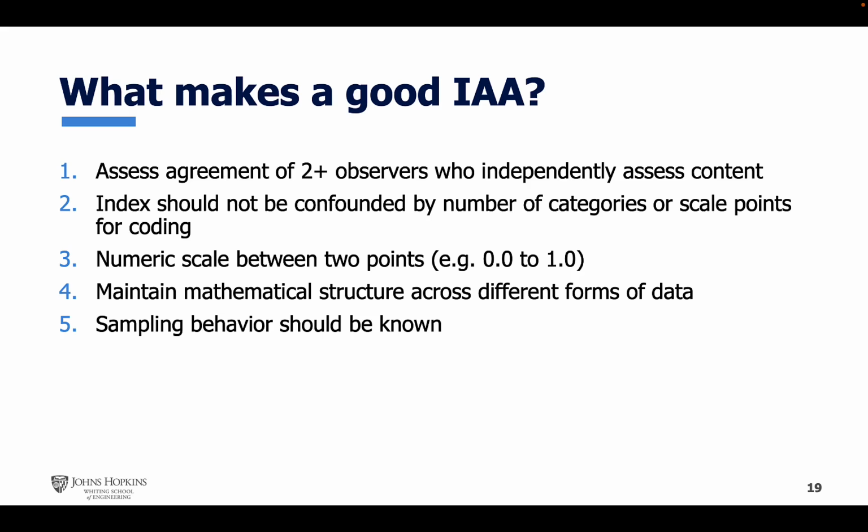Number 4, we want to maintain the mathematical structure across different forms of data. That would be nominal, ordinal, categorical data. Do we maintain the same mathematical structure, or can this only be used for one type of data and not all types of data? Also, the sampling behavior of how we're sampling data for labeling should be known. So those would be the 5 properties that I'd ask you to consider. We're going to know how we're going to sample for all of these, so we're really going to address the first 4 criteria as we go through different annotation methods.